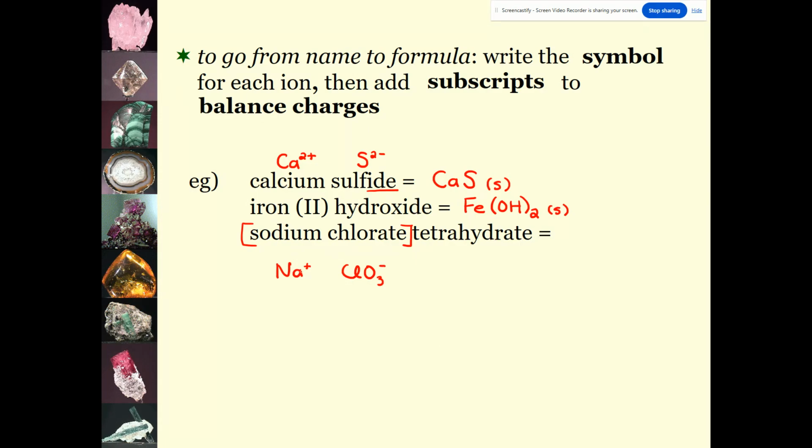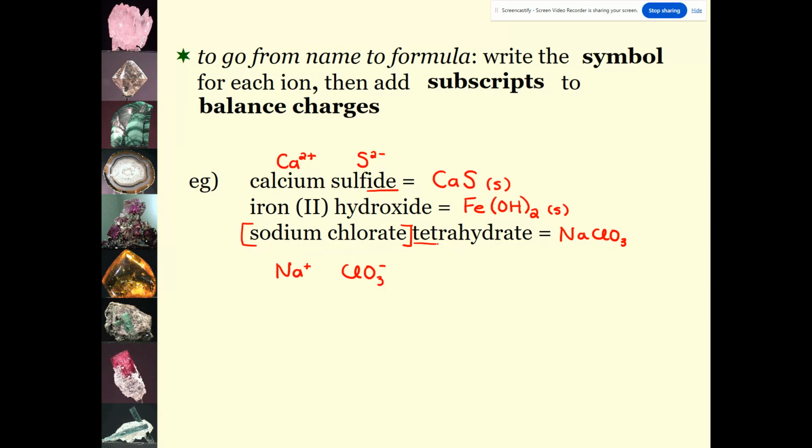Okay? I have a +1 and a -1, so they balance, meaning I only need 1 of each. The 3 goes with the chlorate. That's part of the chlorate. If I needed 3 chlorates, I'd put brackets with 3. Okay? So there's only 1 chlorate there with 1 sodium.